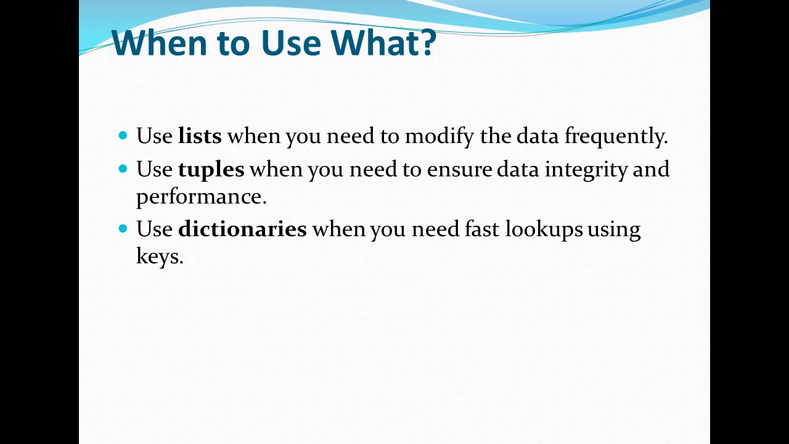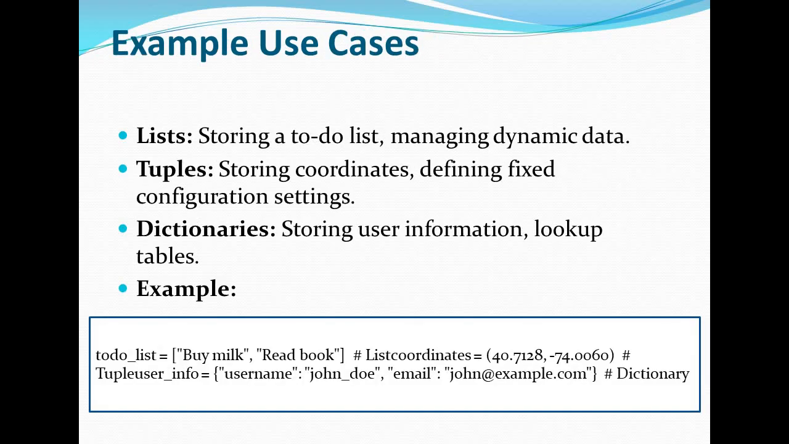When to use what? Use a list when you need to modify the data frequently. Use tuples for fixed data like coordinates or constant settings. Use dictionaries for structured data with labels like user profiles or configuration settings. In these example use cases, lists store a to-do list, managing dynamic data. Tuples store coordinates, defining fixed configuration settings. Dictionaries store user information, lookups, and titles.